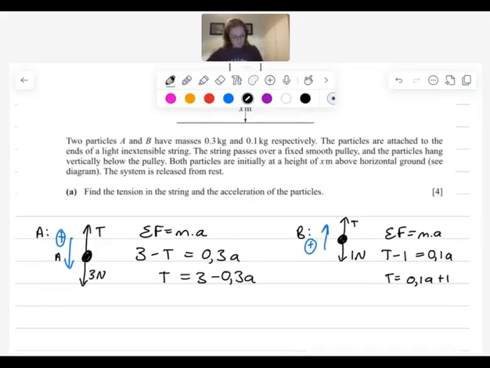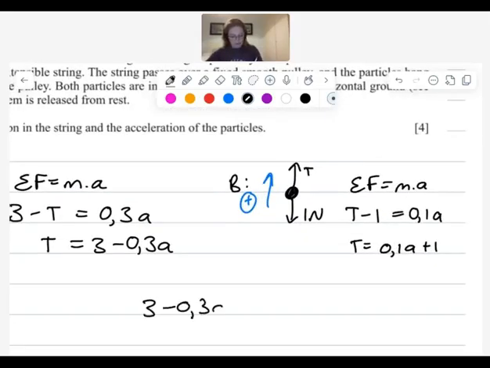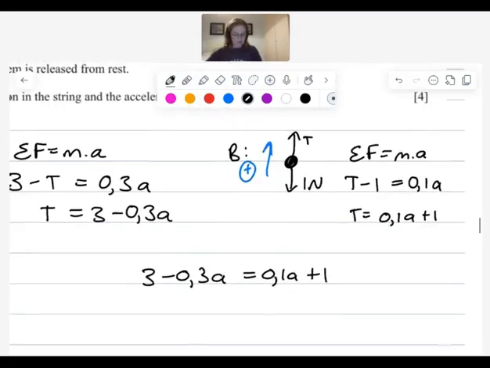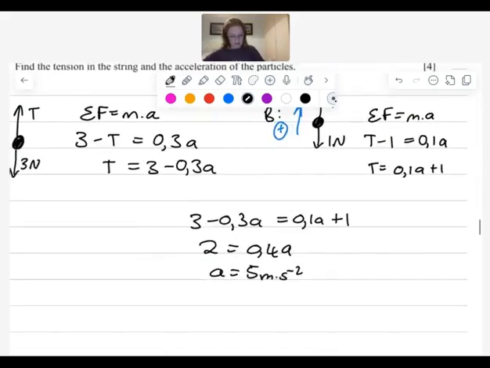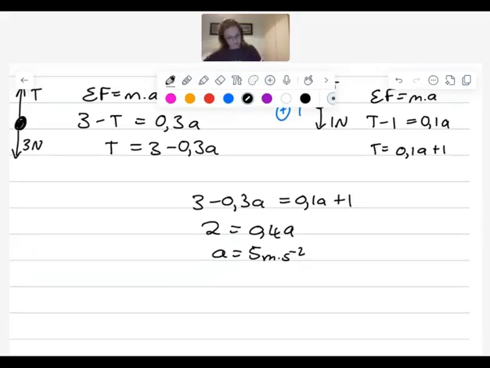Two equations, we can put them together. So 3 minus 0.3a equals 0.1a plus 1. If I take my like terms to each side, I've got 2 is equal to 0.4a. So a must be equal to 5 meters per second squared. That is my acceleration, and then I can find my tension by plugging it into either one of my equations. 0.1 times 5 is 0.5, plus 1 is 1.5 Newtons.